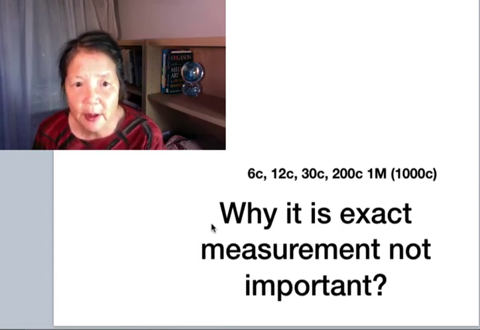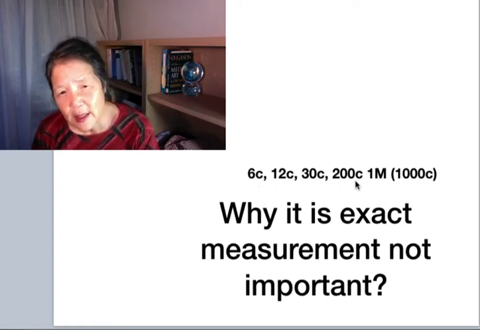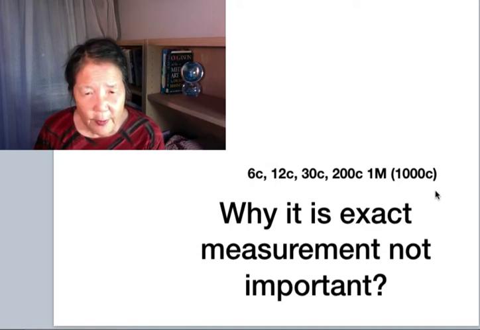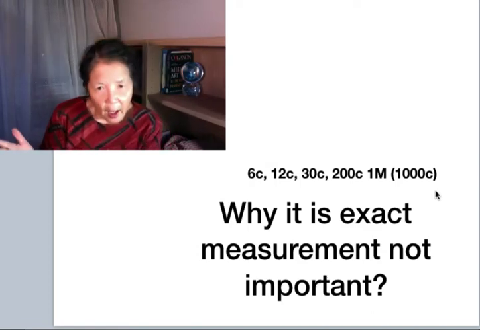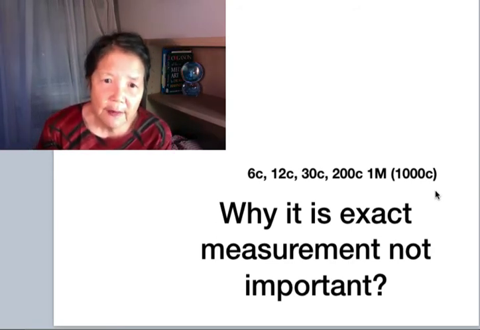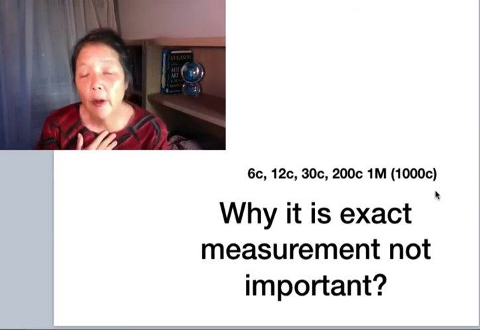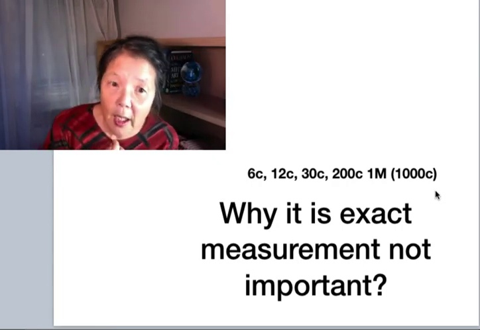And we're talking about similar and same, and yet we're talking like 6C, 12C, 30C, 200C, 1000C. Aren't these exact measurements? Actually, they are. The pharmacy prepares the remedies very exactly. You can prepare them yourself. You don't have to be so exact, and still they'll work.